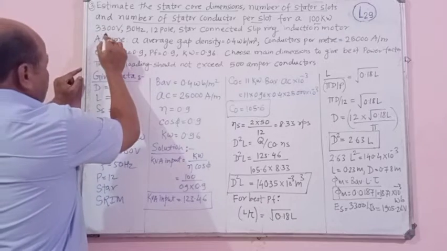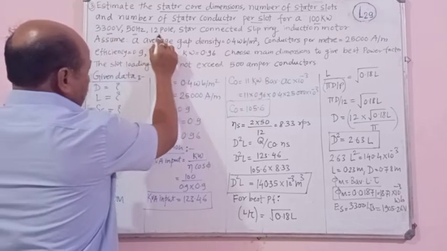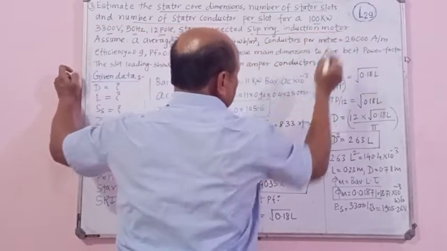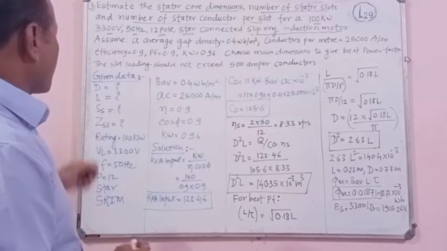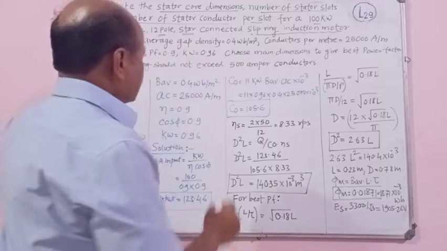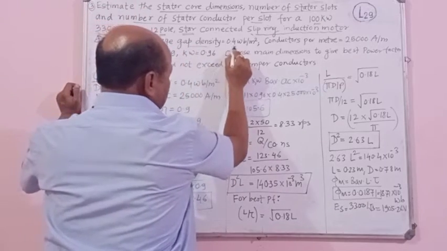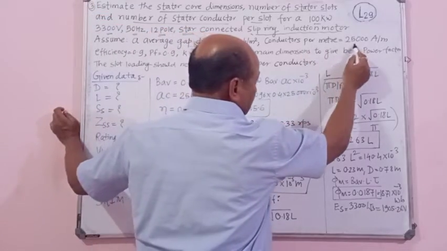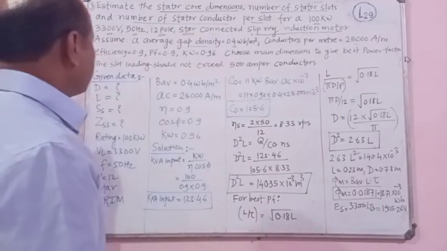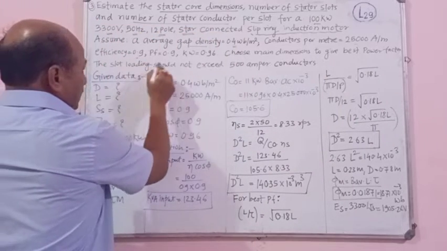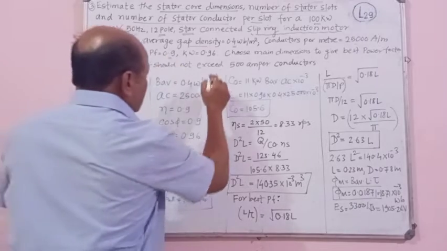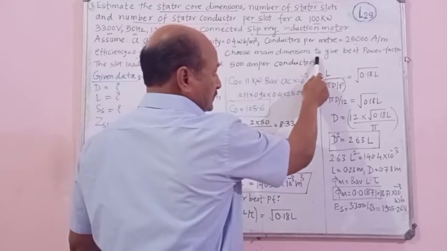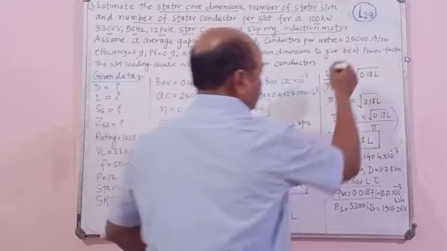100 kilowatt, 3300 volt, 50 hertz, 12 pole, star connected slip ring induction motor. Assume average gap density equals 0.4 Weber per meter square, ampere conductors per meter equals 25,000 ampere per meter, efficiency equals 0.9 and power factor equals 0.9, K_W equals 0.96.